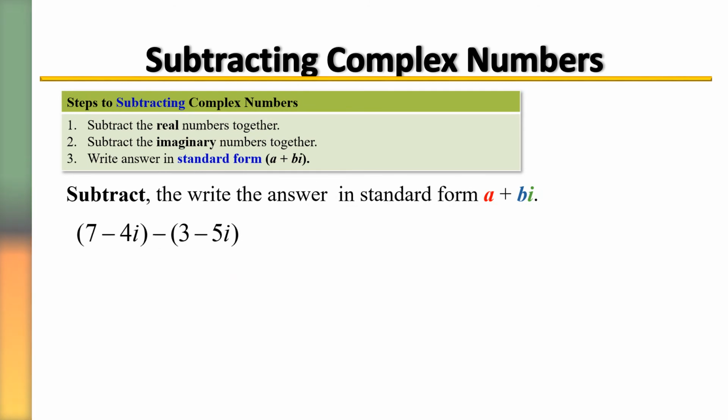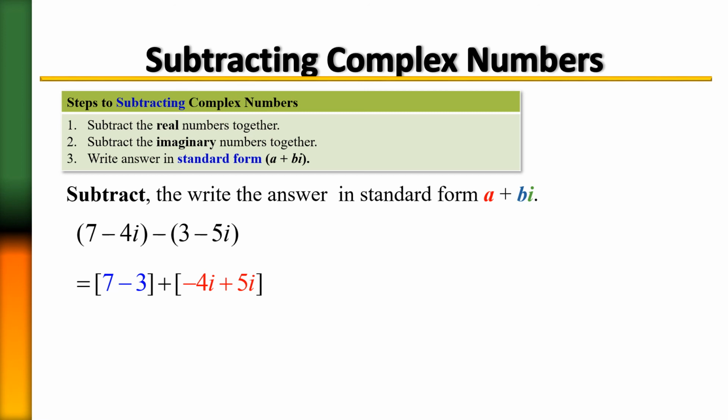Last example here, we want to subtract these complex numbers. So we need to make sure we change the sign of that second group. The positive 3 is going to become negative 3. The negative 5i is going to become plus 5i. Then go ahead and proceed with combining like terms so that you can write your answer in standard form, starting with the real numbers followed by the imaginary numbers. So what do you think the answer is?